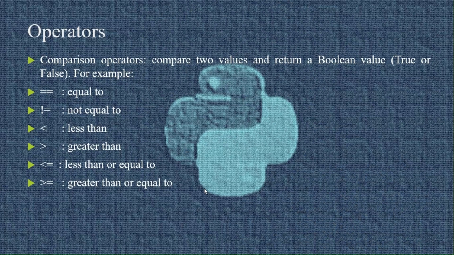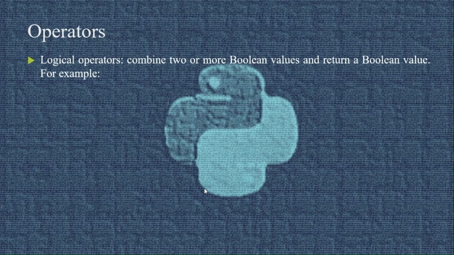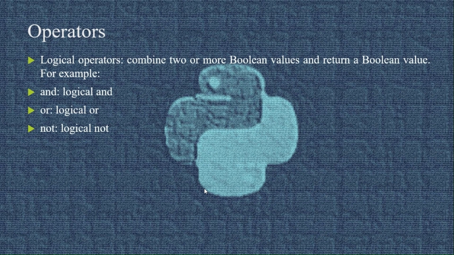Okay, so next we have logical operators. These combine two or more Boolean values and return another Boolean value. We have the AND logic, the OR logic and the NOT logic. What the AND logic does is, if both of the values that you are combining are true, then it gives you a true. If one of those is not true, then it gives you a false.